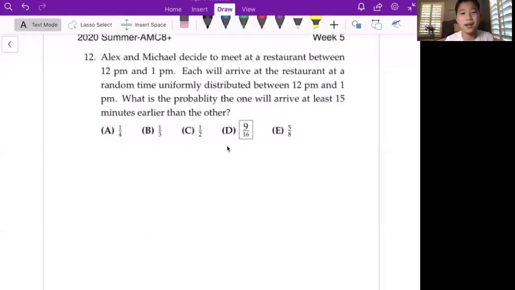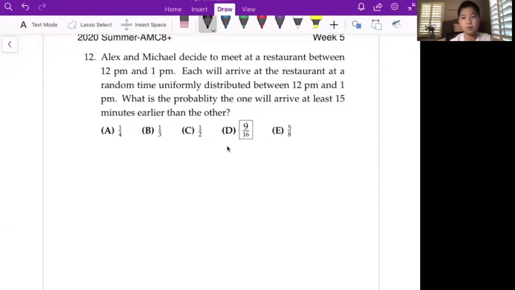Problem 12. Alex and Michael decide to meet at a restaurant between 12 p.m. and 1 p.m. Each will arrive at the restaurant at a random time uniformly distributed between 12 p.m. and 1 p.m. What is the probability that one will arrive at least 15 minutes earlier than the other? So let's first say why this is hard.